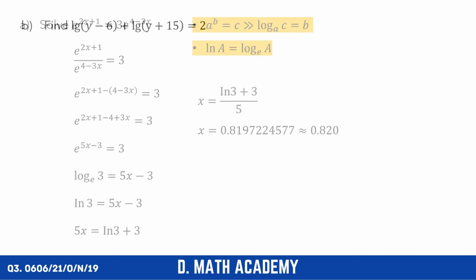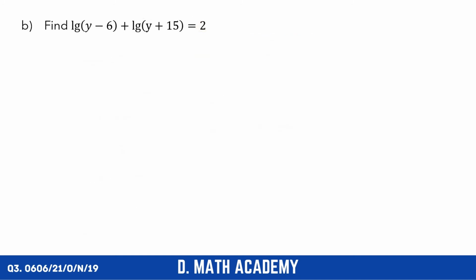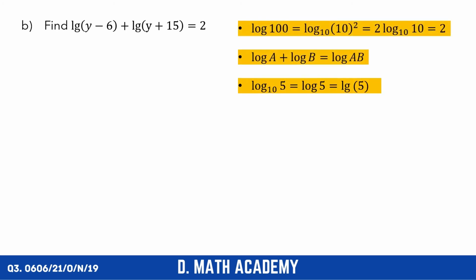Moving on to part B, we have log (y minus 6) plus log (y plus 15) equals to 2. So plus here means that I have to change it into multiplication, and the 2 over there, we must also adjust it into logarithm form. So I list down the rules that we'll be using on the right hand side. Change it up. 2 can be interpreted as log with a base of 10, a result of 10 to the power of 2.